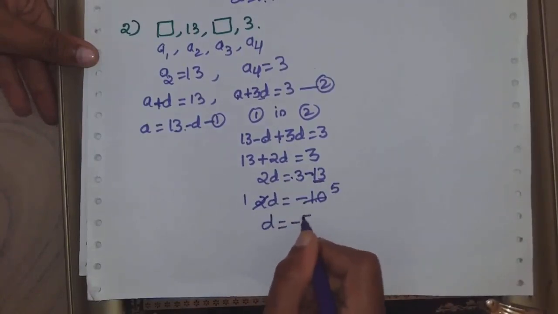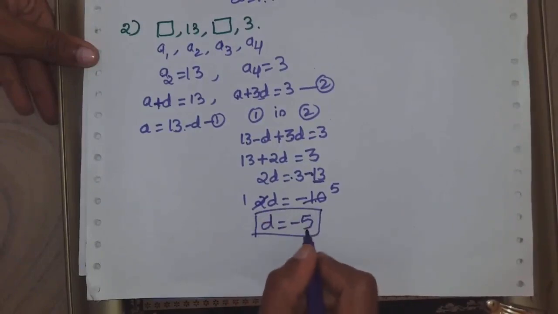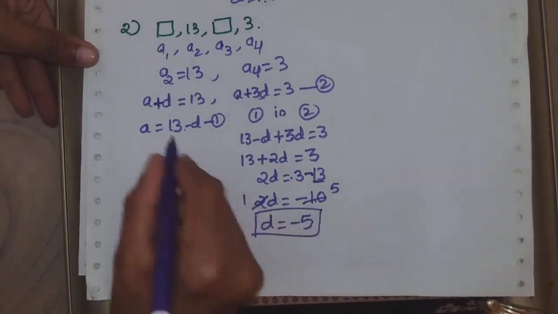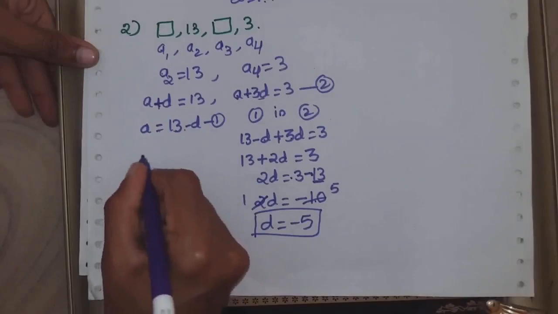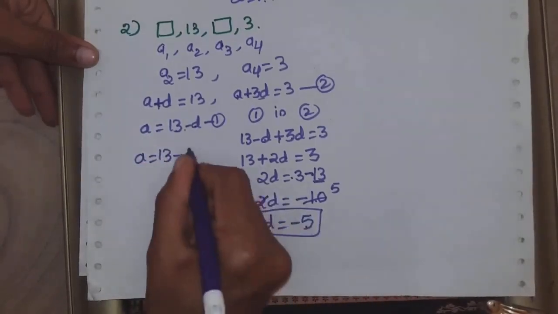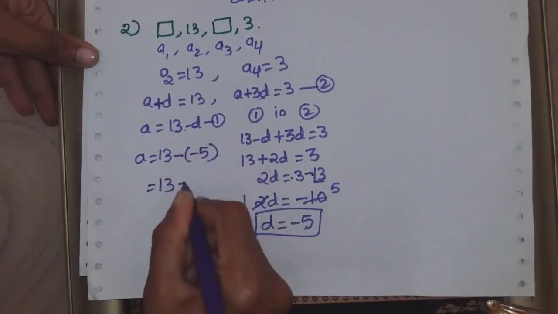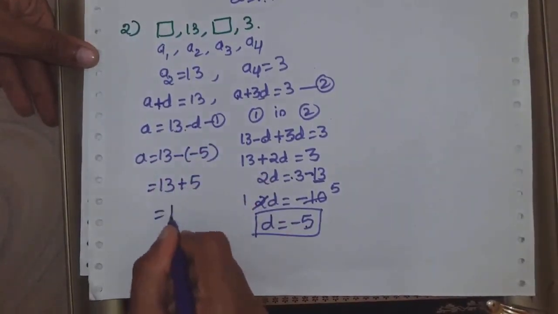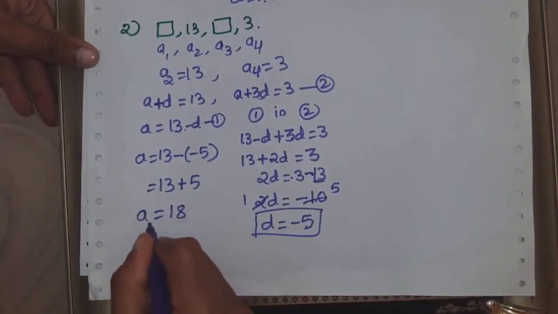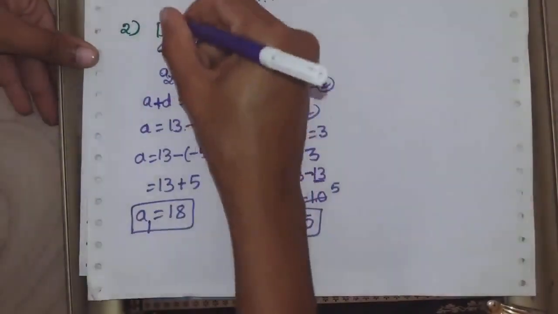D is minus 5. So here we have D. Then find out A. In equation 1, A equals 13 minus D. D is minus 5, so A equals 13 minus into minus, plus 5, equals 18. Yes, this is the first term, that is A1. A1 is 18.